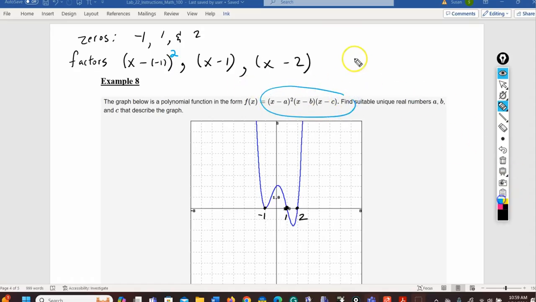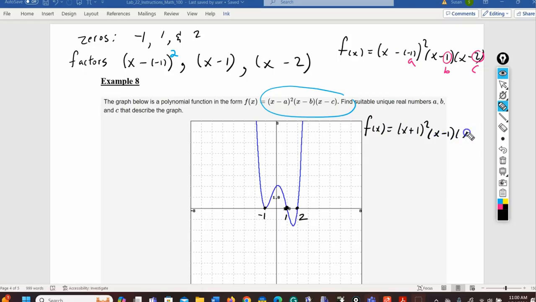Now finally, f of x is a product of its factors. So I could have x minus -1 all squared times x minus 1 times x minus 2. And so this will fit, now that a is -1, b is 1, and c is 2. If I was going to write this as a product of its factors, I would clean it up: x minus -1 is x plus 1, all squared. But to make it fit the template, I wrote it like that.